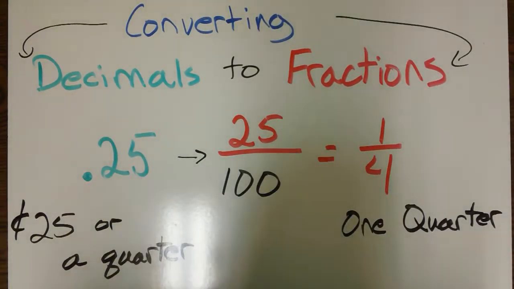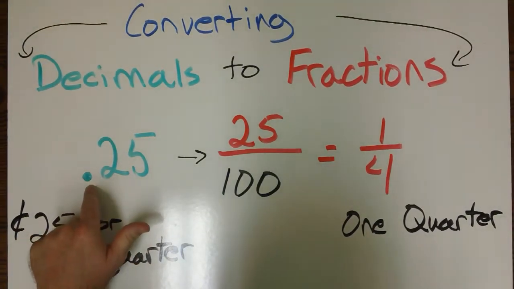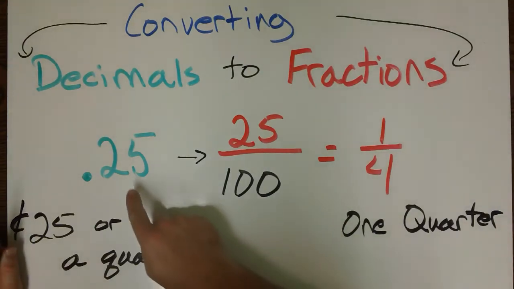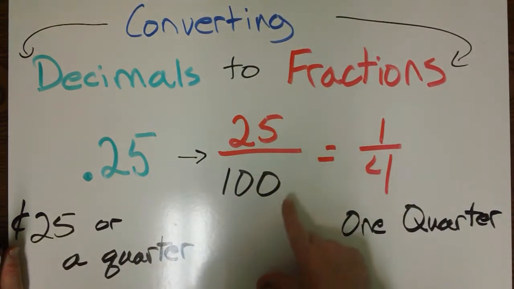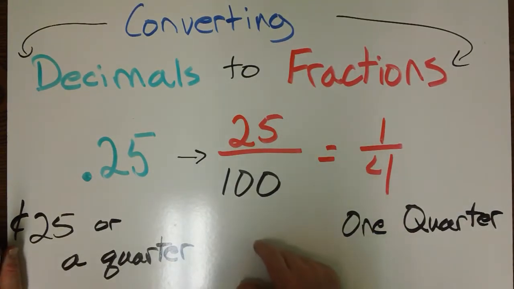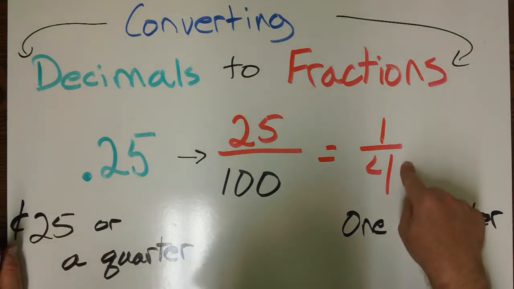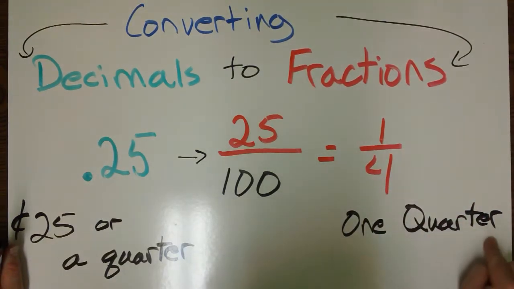In this video, we're going to be working with converting decimals to fractions. Here we have a decimal written as 0.25. I've converted it into a fraction that's 25 over 100. And of course, we always reduce our fractions, and this fraction reduces to 1/4. You will recognize that 1/4 is also known as one quarter.